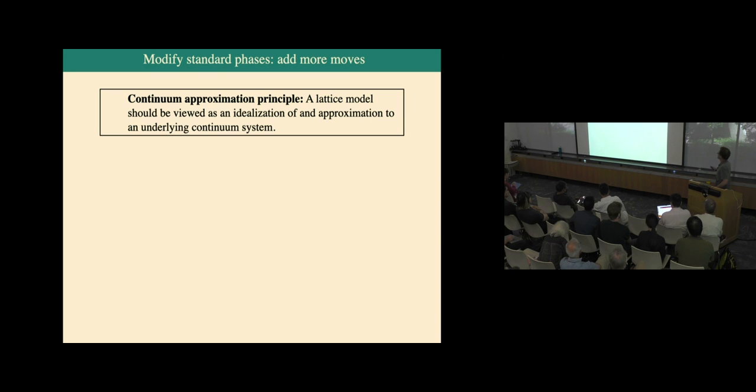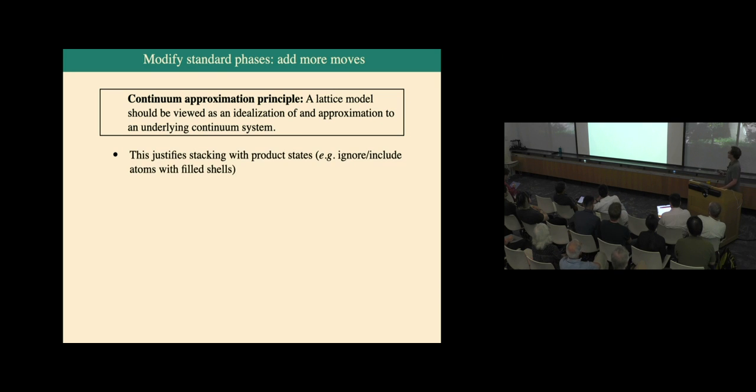I think we all know this, but maybe we forget it sometimes when we get really focused on lattice models. So anytime we think about a lattice model, really, it's an approximation and an idealization of some underlying continuum system. Okay, so that's the principle. So we should always remember that when we think about lattice models. That doesn't mean that we have to go back to a continuum description, but we should remember that we're making some approximations and idealizations when we work on the lattice.